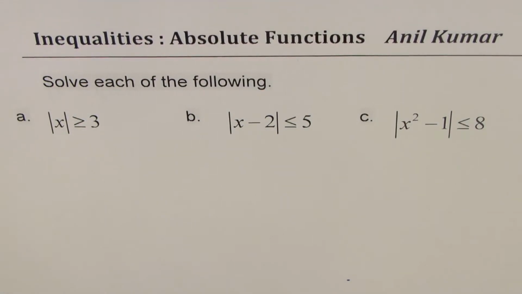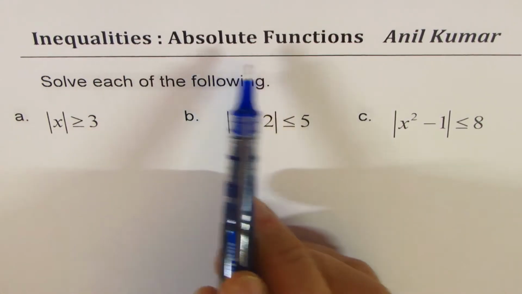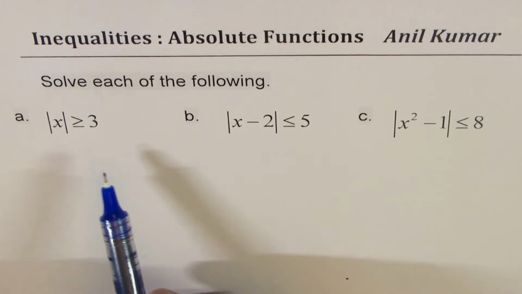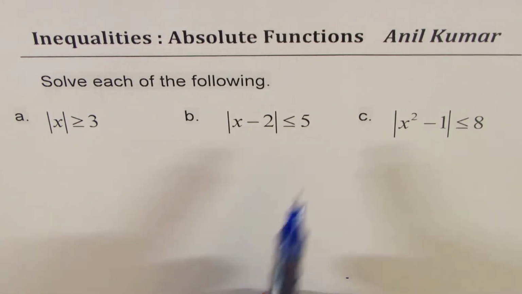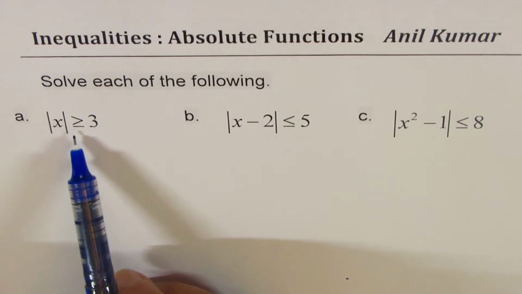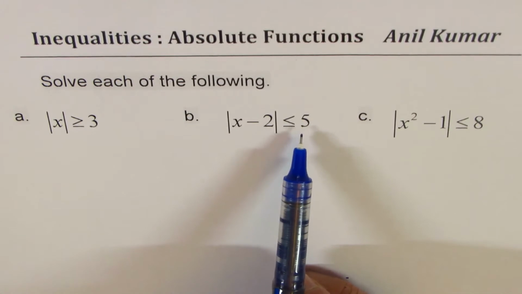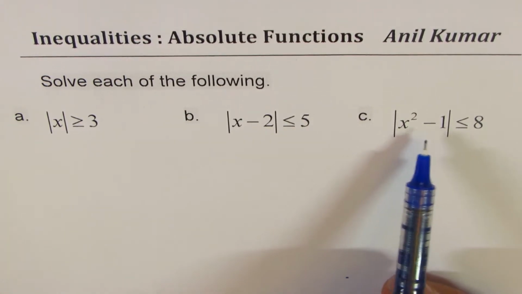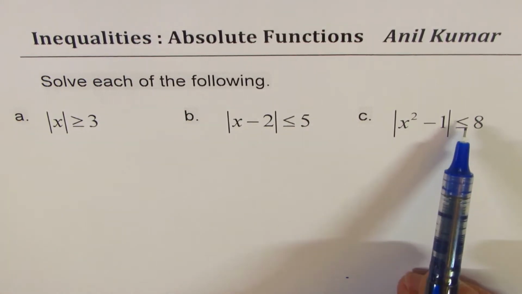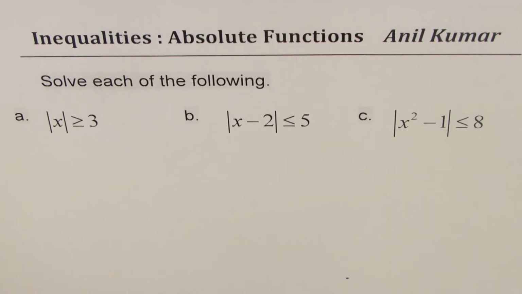I'm Anil Kumar, and in this video, I'll show you techniques of solving inequalities when absolute functions are involved. So we'll work with these three examples in this video. Solve each of the following: absolute x greater than or equal to 3, absolute x minus 2 less than or equal to 5, and x squared minus 1 absolute value being less than or equal to 8. So these are the three examples which we'll take one by one.